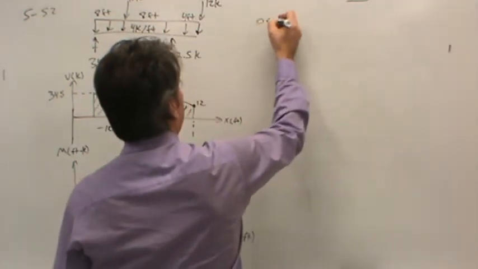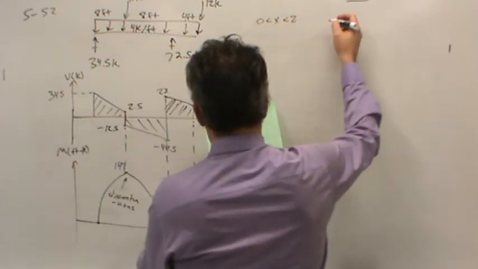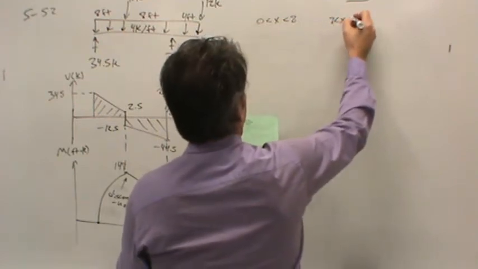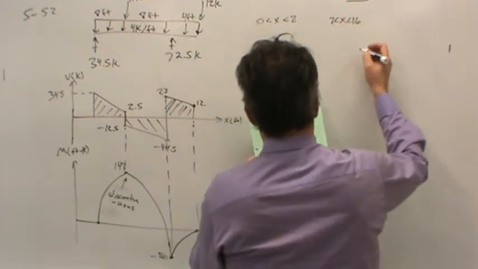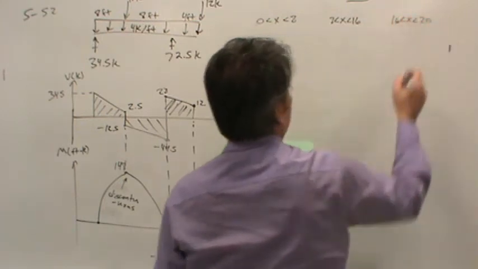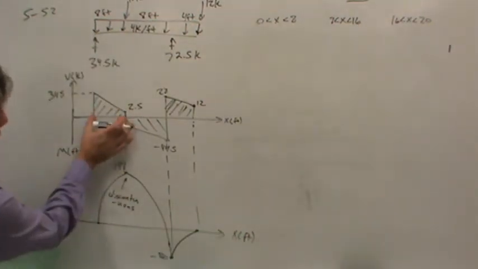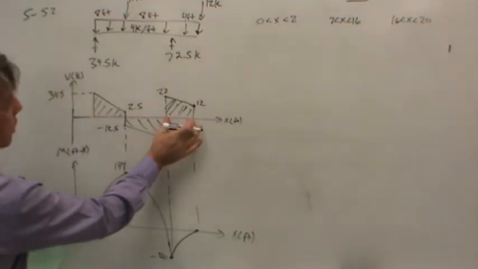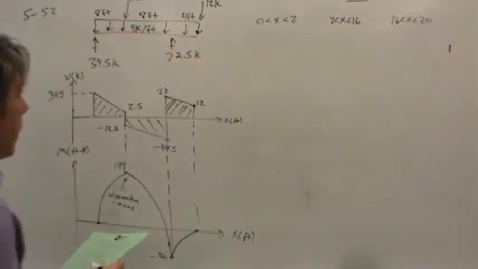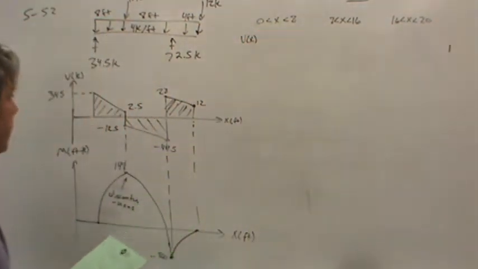I said, I'm going to break the beam up into sections between 0 and 8 feet, between 8 and 16 feet, and then finally between 16 and 20 feet. Okay, so I'm looking at this section, and this section. So it's here, here, and here. Okay? And I just figured out the shear as a function of position in those sections.